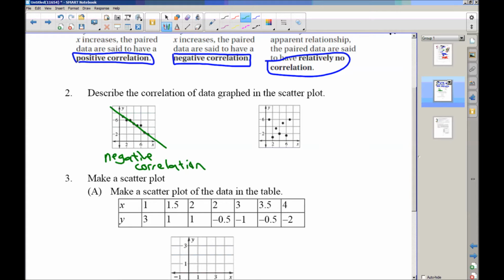Okay, and in our second one, probably no correlation. Okay, I could maybe say, oh, there's a line that would be pretty close to those 4, but I also could have drawn it that way and it'd be pretty close to those 5. So which way is it? There's none. So this is no correlation, or relatively no correlation. Okay. All right, number 3, make your own scatter plot.